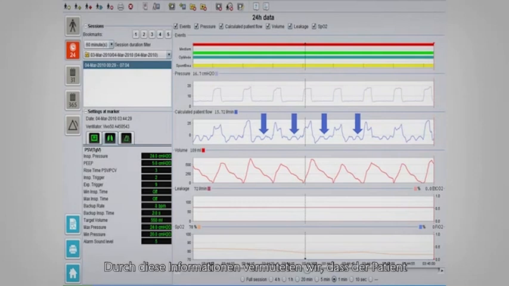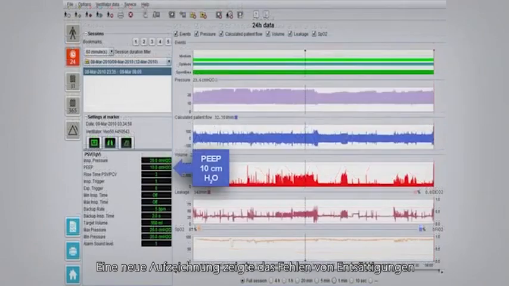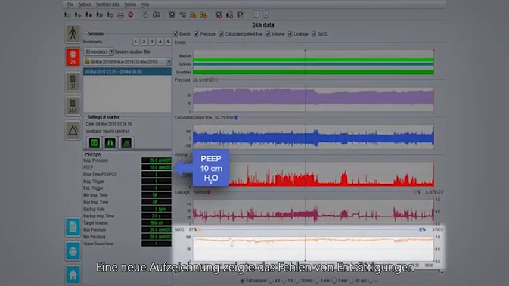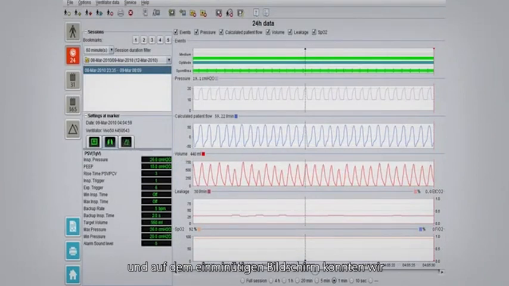With this information, we suspected that the patient also had uncorrected obstructive apneas, and we decided to increase the expiratory pressure up to 10 centimeters of water, with an inspiratory pressure of 26 centimeters of water. A new record showed absence of desaturations, and in the 1-minute screen we can appreciate a regular respiratory rate with assisted cycles and absence of ineffective efforts.